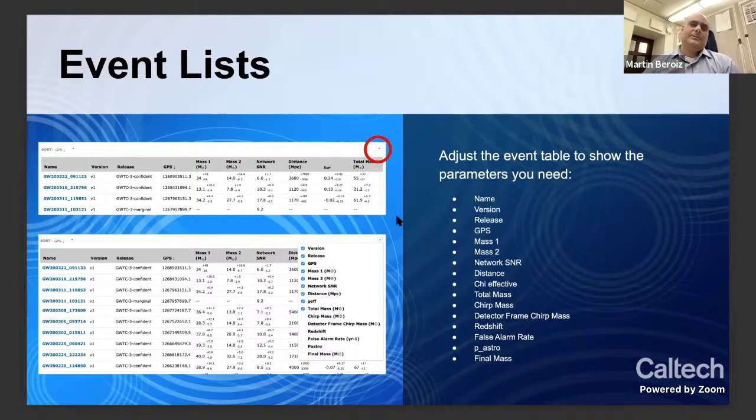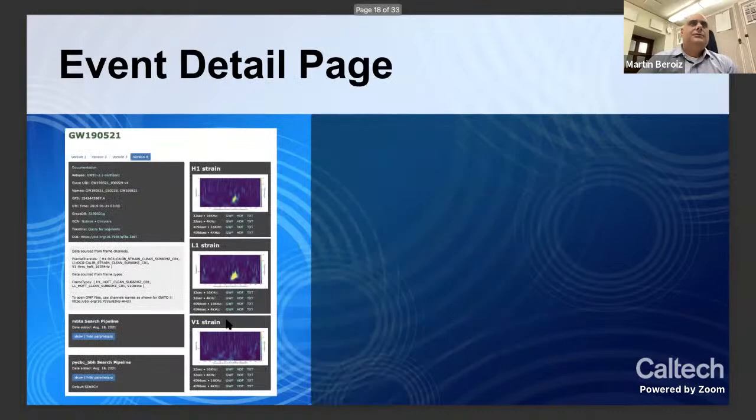So all of these parameters are parameters of the merger, and you can check them all out to see them. And this is the list view. If you click on any one of these events, it will take you to the detail page. So in the detail page, you can see events isolated with more detail.